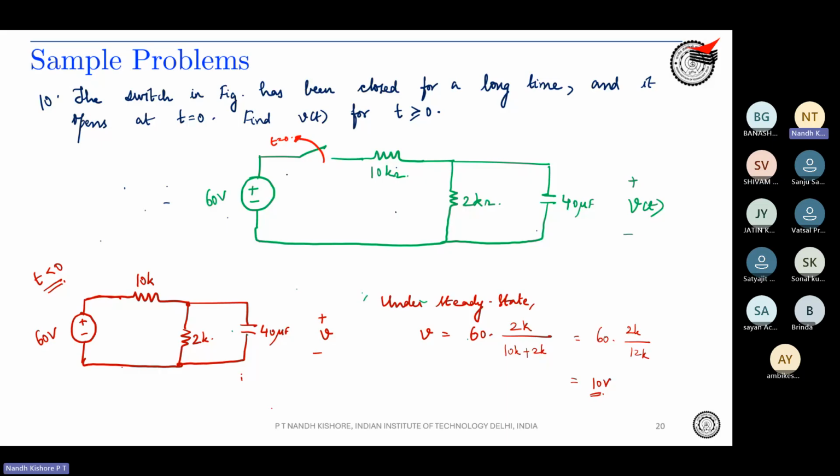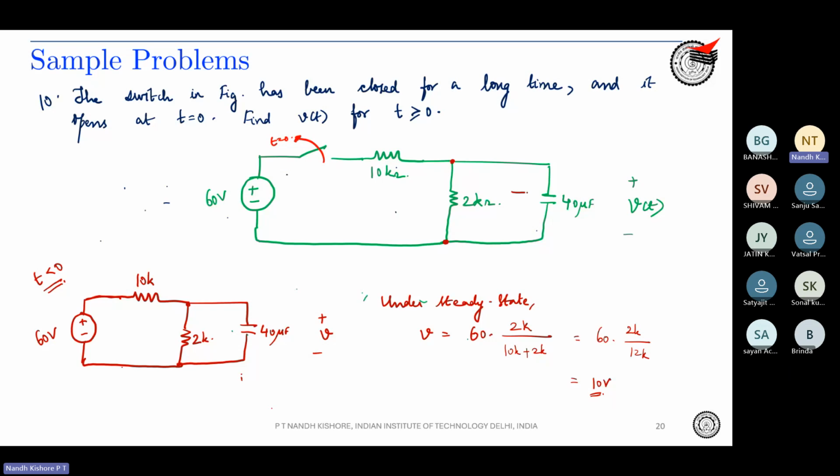Yes, sir. The capacitor will see only the voltage across its terminals. It doesn't know what the DC supply voltage is. It will just see the voltage that is appearing across its terminals. It doesn't know whether it's 60 volts or 100 volts. It will see only the voltage across its terminals.